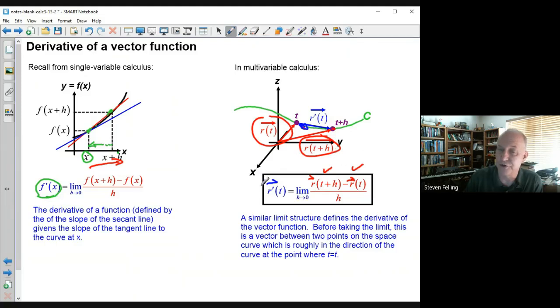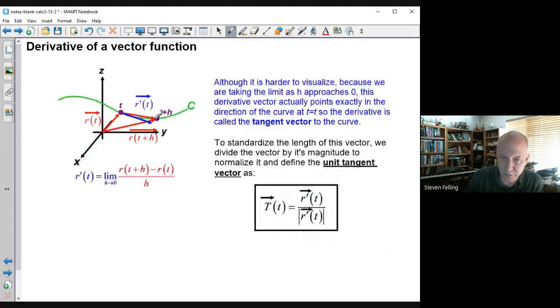Limit definition of the derivative of a vector function. We just replace: we have the input vector at the initial point, the point a little bit further down, and then we take the limit of the structure. What's important geometrically, although it's kind of harder to visualize, is that if these points are brought close together, then this derivative vector is actually in the direction that the curve is traveling in three-dimensional space. And so we therefore call that the tangent vector.